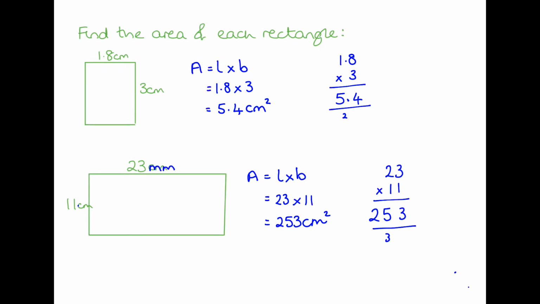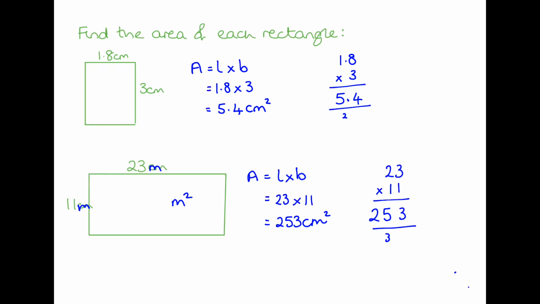Now, if we had started off with millimetres for our lengths, then our answer would have been in square millimetres. Or if we'd started off with just metres for our length, then our area would have been in square metres. So whatever your length is, it's the square version of those units that you use for measuring area.